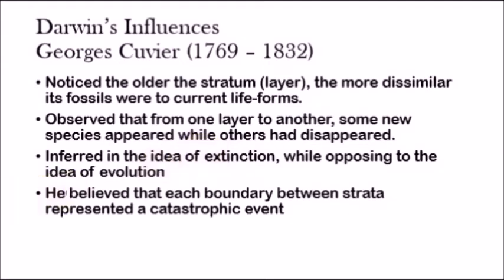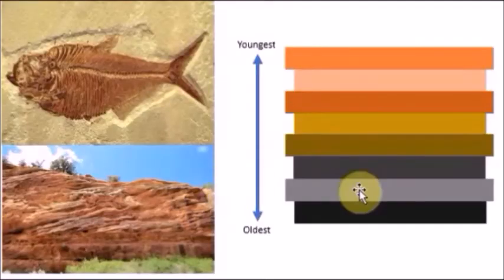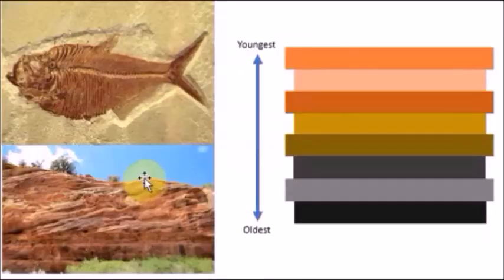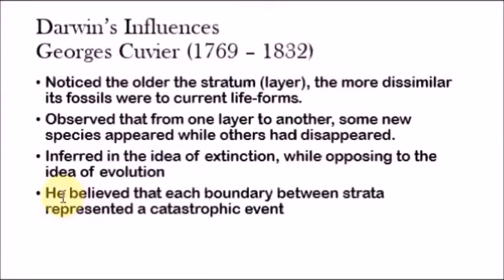So he would come and he would look at these strata and he'd see that at each strata you'd see new different organisms, and some organisms would just be gone. They'd go extinct. So he inferred the idea of extinction. So this made him believe in the idea of extinction because, again, he saw that some organisms appeared and some species disappeared with each strata, but he did not believe in evolution.